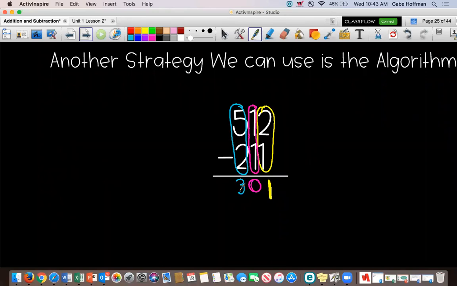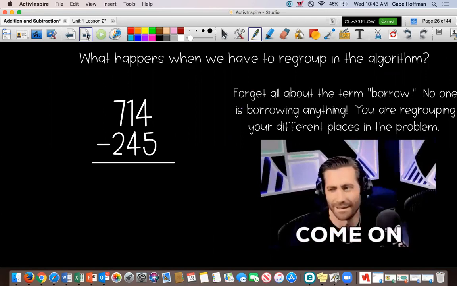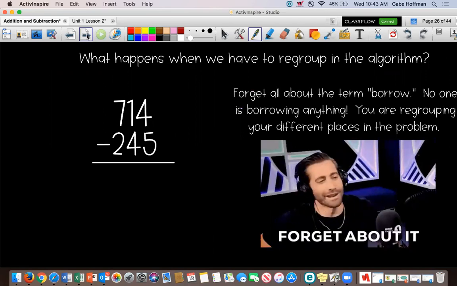So I'm actually subtracting each thing by place value, but I'm writing it out in an algorithm, one on top of the other, to make kind of a shortcut and make it a little quicker. That one was a really easy example. We're going to look at another one right here, which is what happens when we have to regroup, right?